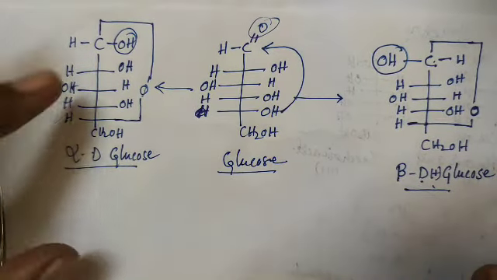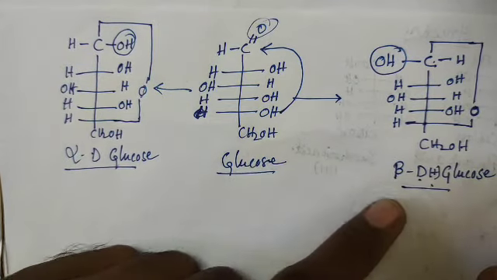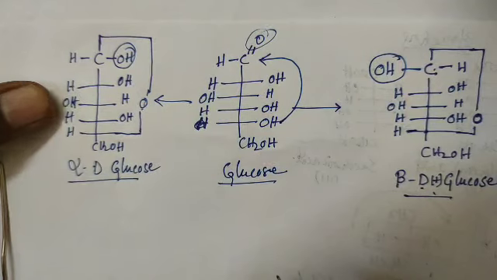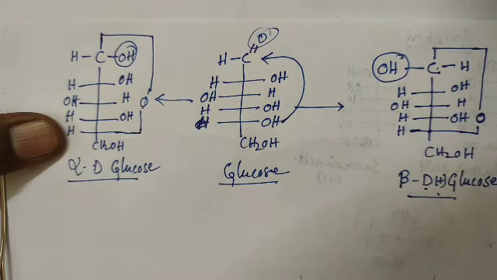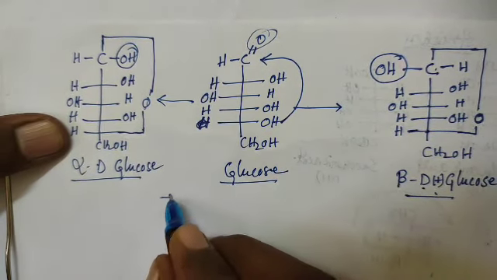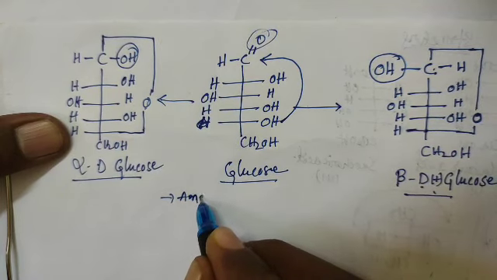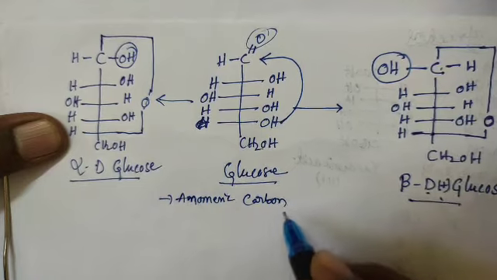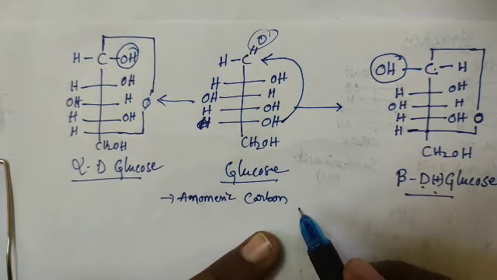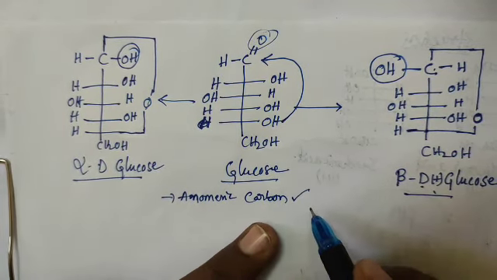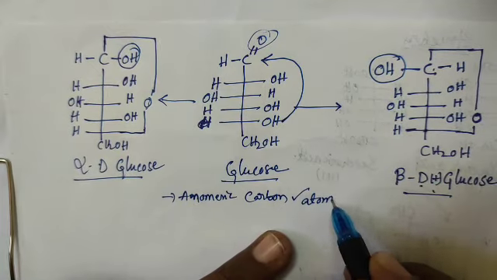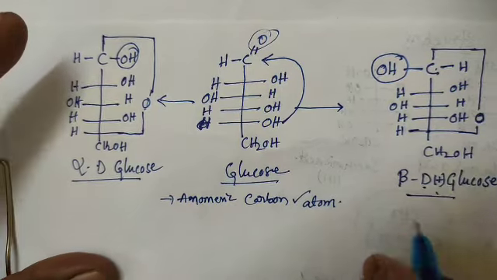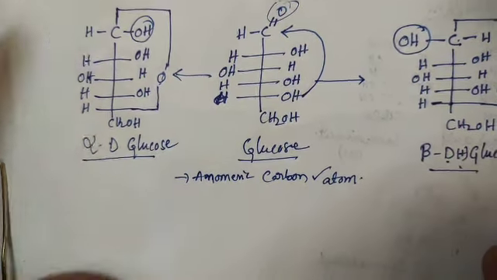This is alpha D glucose. This is beta D glucose. The difference is in one carbon. That carbon we will call the anomeric carbon. What is that? Anomeric carbon. The only difference between alpha and beta glucose is the anomeric carbon atom. Remaining all are the same. So that is alpha and beta glucose.